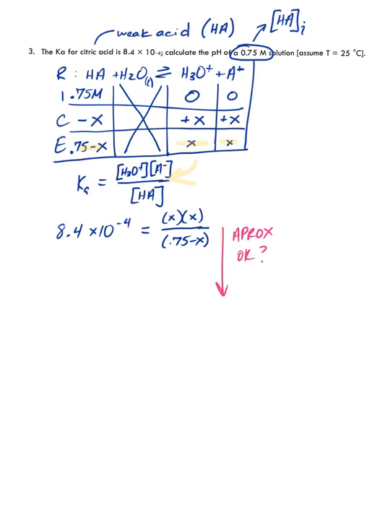To check and see if we can use the approximation method, we're going to divide the concentration, which is that 0.75, over the Ka, which is 8.4 times 10 to the minus 4th. And we want to know, is this greater than 100? So we plug this into our calculator. This is approximately 900. So yes, it's greater than 100. Yes, we can approximate.